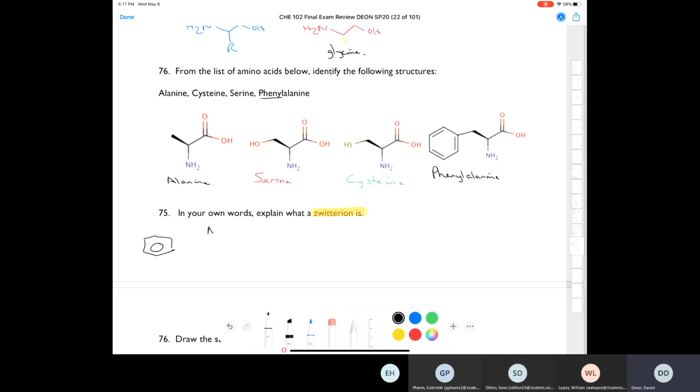So a Zwitterion would be a molecule that has both a positive and a negative charge, okay, which balance out to give you a neutral molecule. If we draw the Zwitterion of glycine, which we could do pretty quickly, which is how it would exist at physiological pH anyhow, I would have a negative charge on this oxygen here, on this carboxylate, and I would have a positive charge on my nitrogen. So that is a Zwitterion.